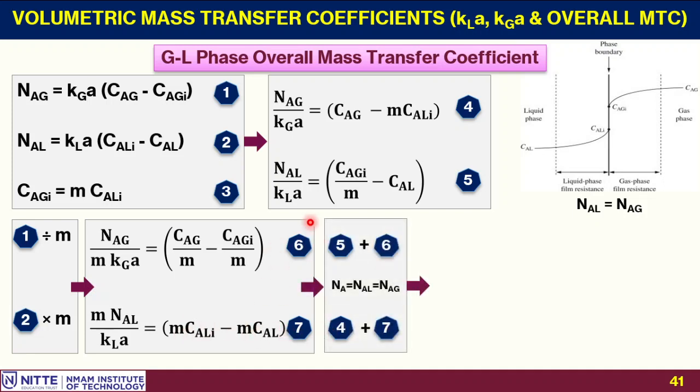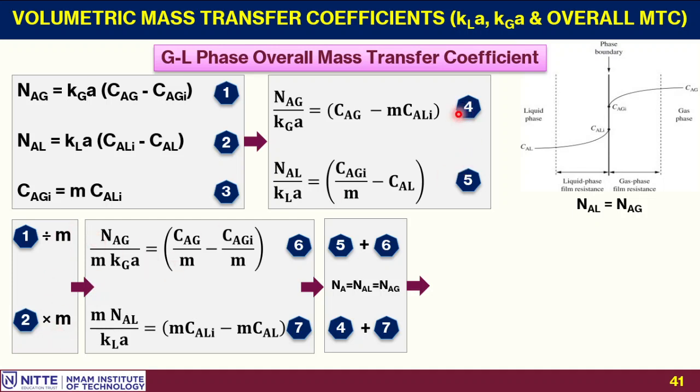Now let me club equation number 6, 7 and 4, 5 in a particular way. And let me not forget that these two rates, NAG and NAL, both are equal. Instead of writing NAG and NAL separately, I'll consider writing NA for NAL and NAG. So what I am doing is equation number 5, that is for the liquid phase, and equation number 6, which is for the gas phase. So I have done two algebraic modifications here. One using the equilibrium relation, I got two sets of equations. Another two sets of equations I got by dividing and multiplying by m.